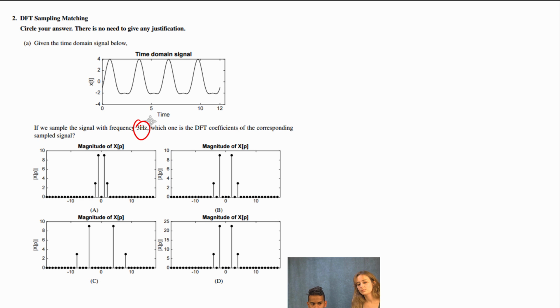And they're asking us about the DFT coefficient. In these types of questions, you just list what you already know. So we know 3 hertz, and we know that we sampled for 12 seconds, so t equals 12 seconds. How many samples do I have in this case? Well, 3 hertz is 3 samples per second, so we have 12 seconds times 3 samples per second equals 36 samples.